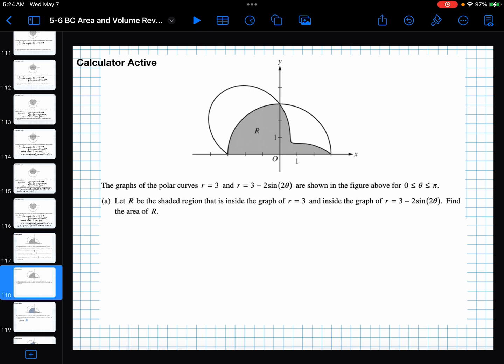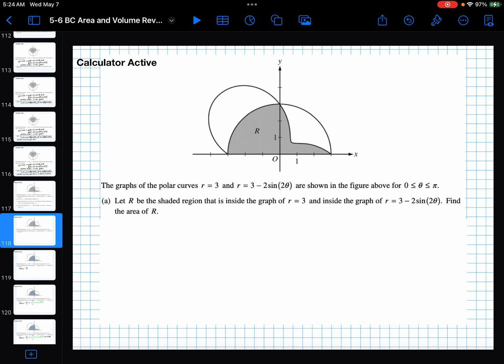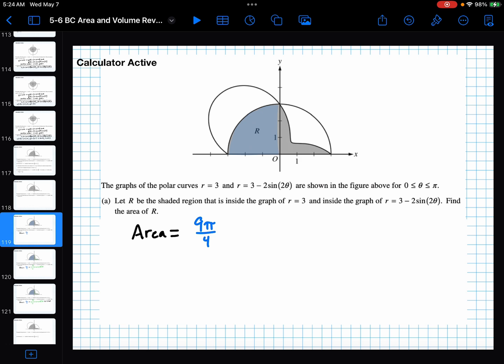All right, so inside the graph of r equals 3, the circle, but also inside the graph of the other polar curve, r equals 3 minus sine of 2 theta. Again, I've got some geometry I can use here. In quadrant 2, that shaded portion of region R there is entirely bounded by the circle, so that's just a quarter circle, right? There's the shaded in blue region there. If my radius is 3, the area of the full circle is 9 pi, so that quarter circle in quadrant 2 is 9 pi over 4.